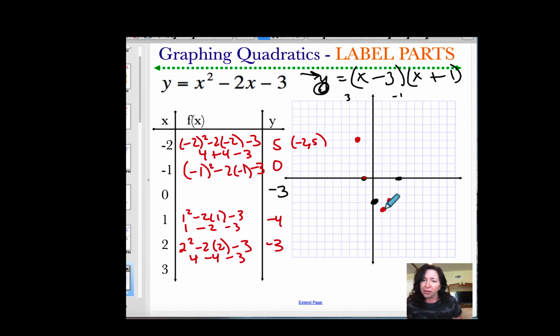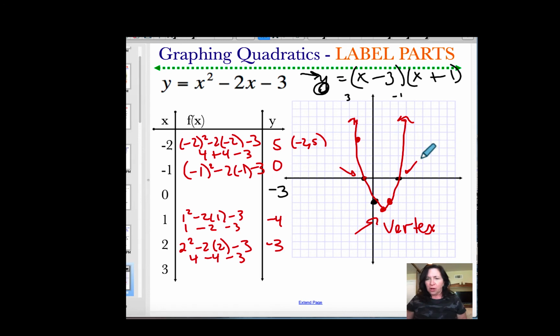But realistically, we're just trying to graph this. Okay, a couple of things. Yes, that looks like our vertex. Let's label that vertex. And that value would be at 1, negative 4. A couple of other things here. You see right there and there, those are called x-intercepts. That's where my graph crosses the x-axis, and I set y equal to 0. Right here is my y-intercept, and I found that by setting x equal to 0.